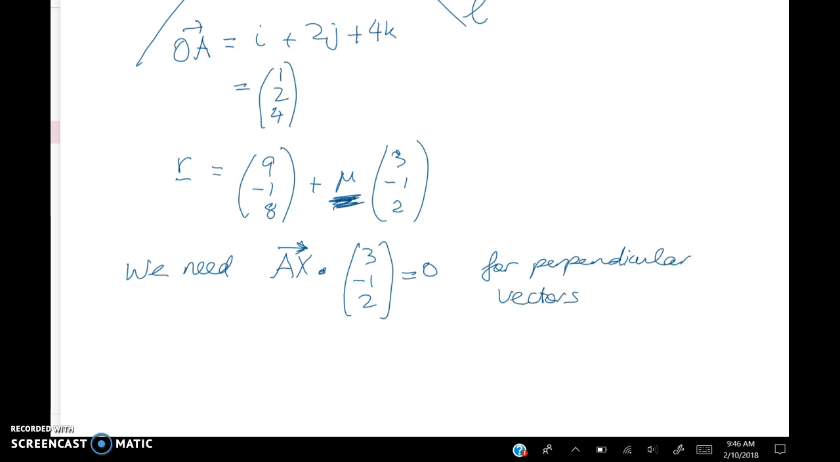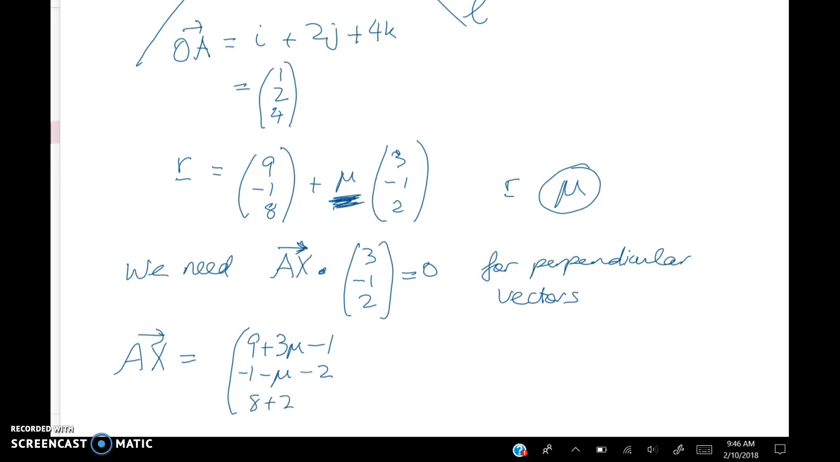So we now need to figure out what is the vector from A to X. Well, X is the point on line L with parameter mu, and if we start at A, that gives me the following vector. So we're going to have 9 plus 3 mu minus 1, negative 1 minus mu minus 2, 8 plus 2 mu take away 4.